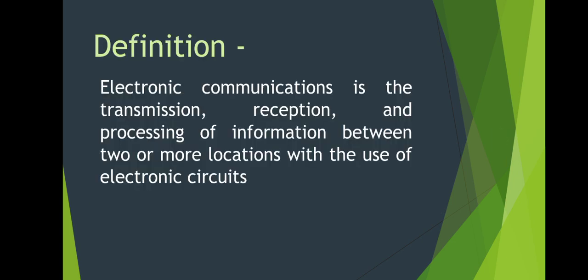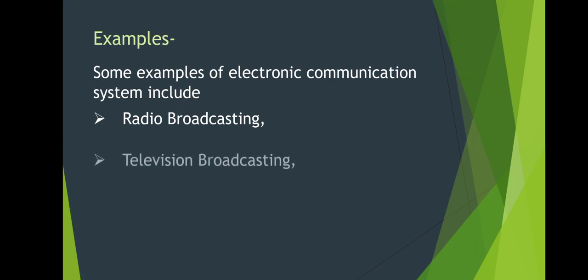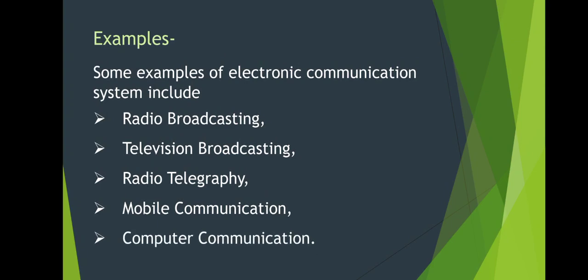So, definition of electronic communication system is that it is the transmission, reception and processing of information between two or more locations with the use of electronic circuits. So here the role of electronic circuits is very important. Examples are radio broadcasting, television broadcasting, radio telegraphy, mobile communication and computer communication.